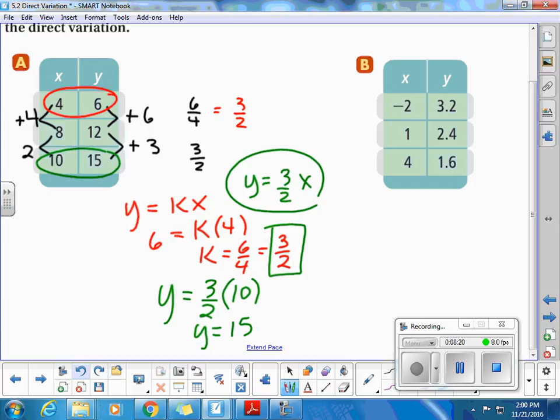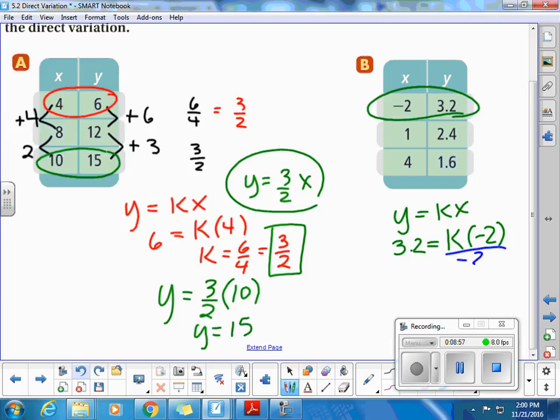And now let's look at this next one. It looks like I go from -2 to 1, which is up 3. This one's also up 3. Actually, let's not even do that this time. Let's just try to figure out if we're talking y equals kx. Let's pick our first values and find a k. So y equals k times x. If I plug that 3.2 in, I'm looking for k, and I have the -2 for x. Again, I have to get k by itself, so divide by -2. If I take 3.2 and divide it by -2, I get -1.6. So if this is a direct variation, my k should be -1.6.